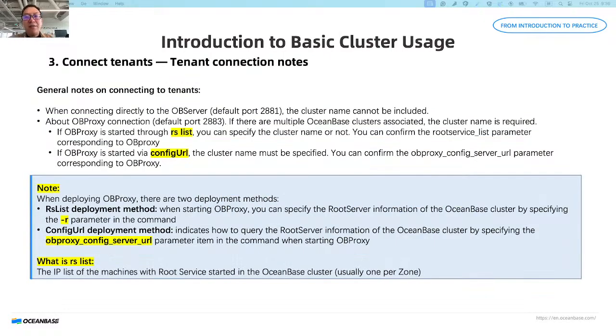There are a few things to note when connecting tenants. When connecting directly to the OB server, the cluster name cannot be included. About OB proxy connection, if there are multiple OceanBase clusters, the cluster name is required. If OB proxy is started through RS list, you can specify the cluster name or not. You can confirm the root service list parameter.